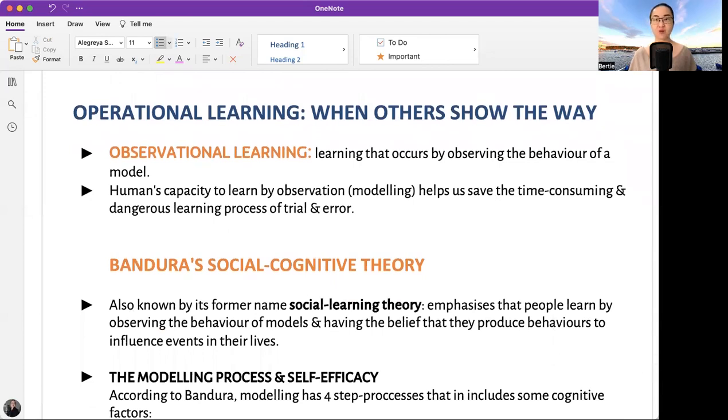Observational learning: when others show the way. Observational learning is learning that occurs by observing the behavior of a model. Humans' capacity to learn by observation or modeling helps us save the time-consuming and dangerous learning process of trial and error.